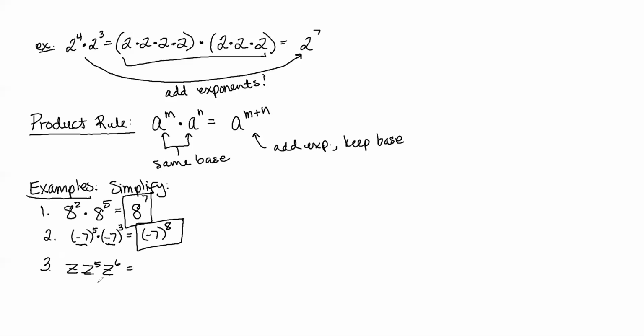Just like when you have x plus x, there's an imaginary 1 in front that we don't usually write. Same thing with our exponents. If we have just a z, this is technically z to the 1st. So if we add these, 6 and 5 is 11, plus 1 is 12. So z to the 12th. Just be careful on those. If you don't see the exponent, you can always write it in so you don't forget it's there.